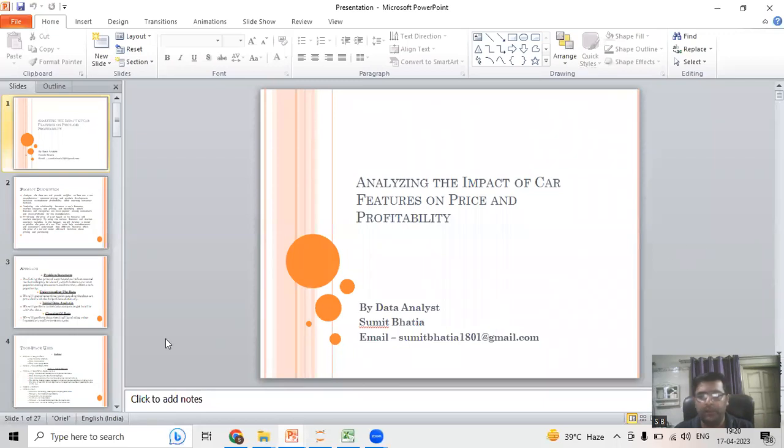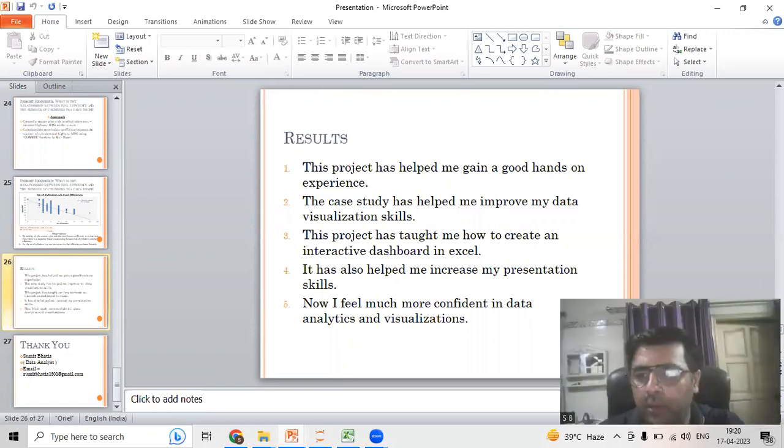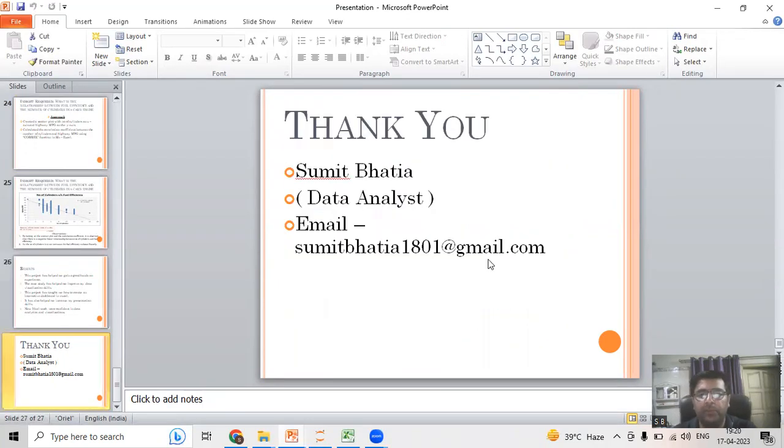So coming on to the results and findings of this project. The project helped me gain good hands-on experience. The case study also helped me improve my data visualization skills. The project has taught me how to create an interactive dashboard in Excel, which was a bit challenging for me, but I enjoyed doing that. It also helped me increase my presentation skills. Now I feel much more comfortable and confident in data analytics and visualization.